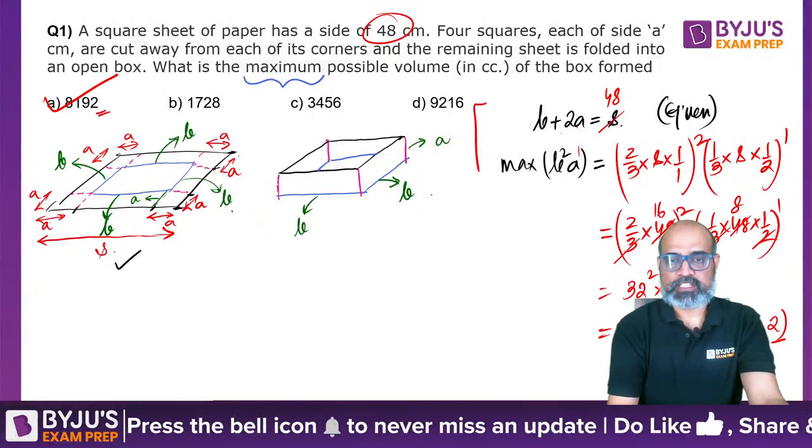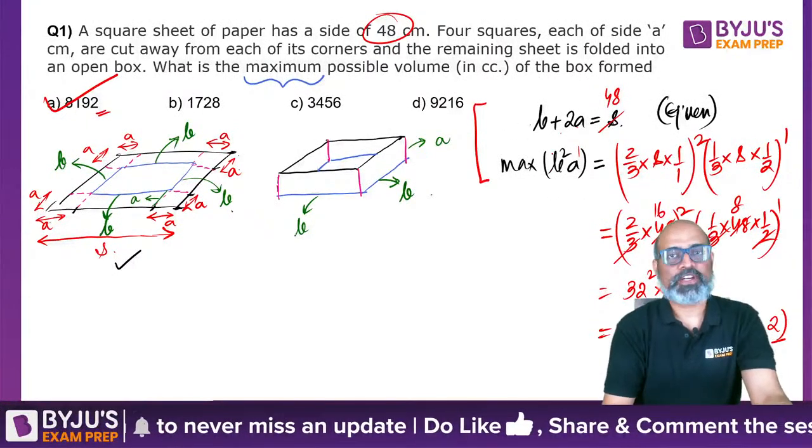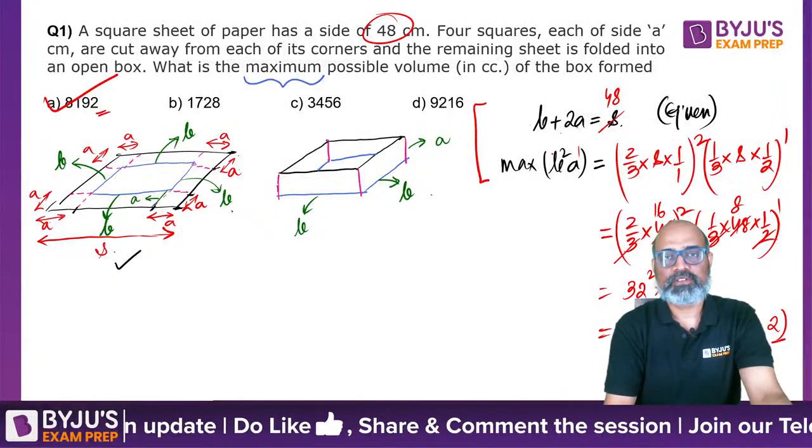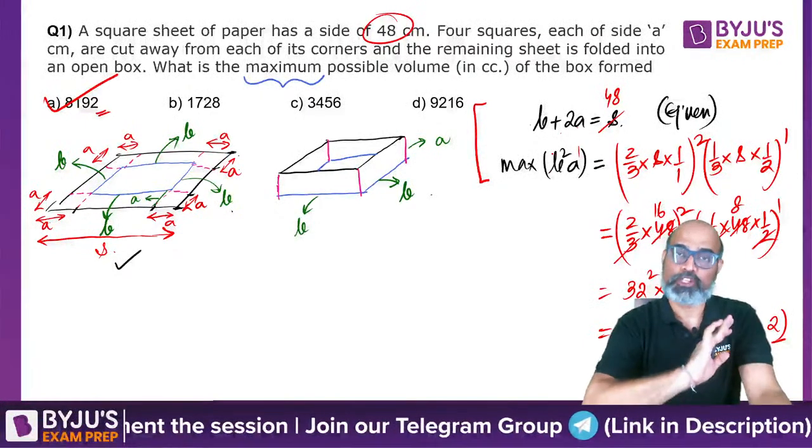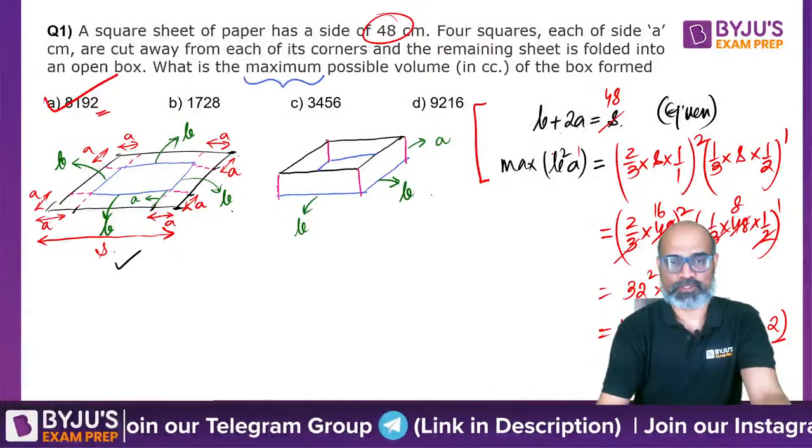So Varun, whenever the sum is given and the product is asked, the only way is using AM-GM. There is no other way. When the sum is given and the product is asked, or the product is given and the sum is asked, without AM-GM you won't be able to solve any of those questions.